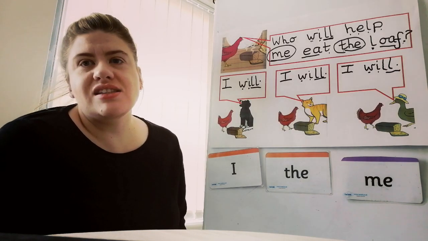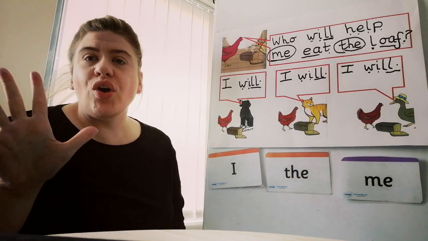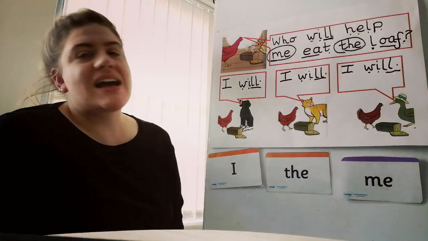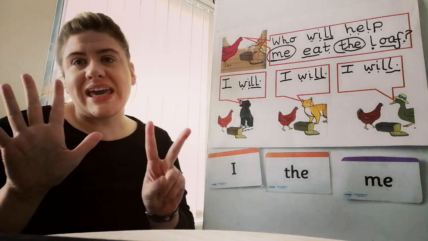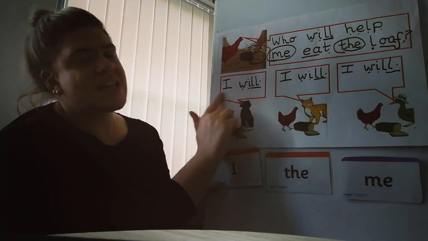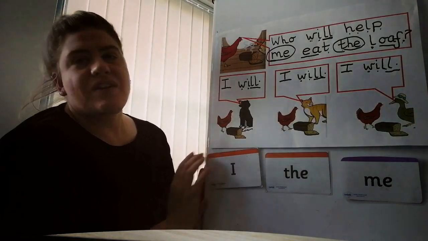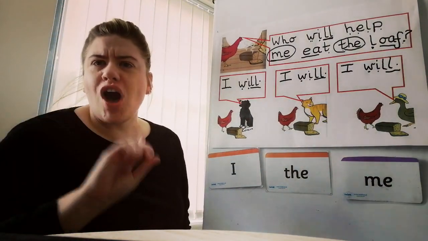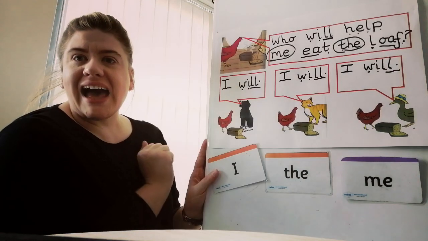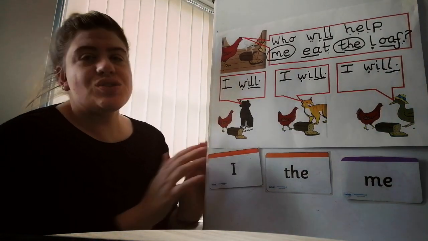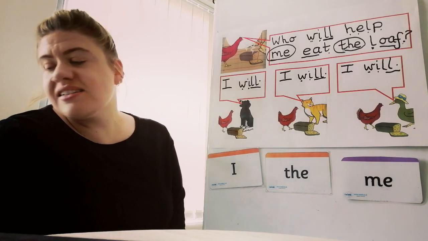You might decide to get the hen to say, who will help me cut the wheat? Or you might get her to say, who will help me plant the wheat? And instead of saying I will, because for those parts of the story the characters were very unkind and said, not I, you would write in these speech bubbles, not I. So try to use your tricky words as much as you can, and your phonics.